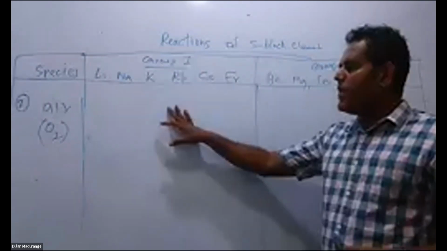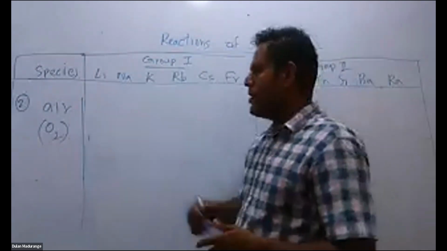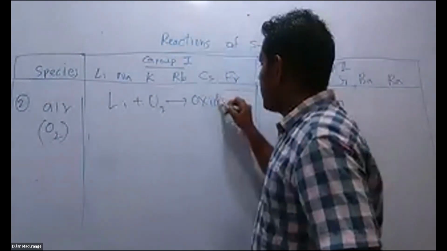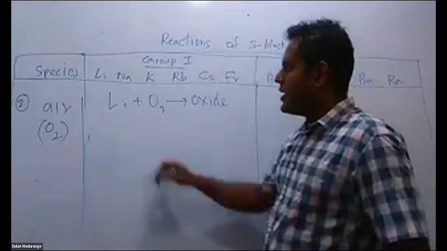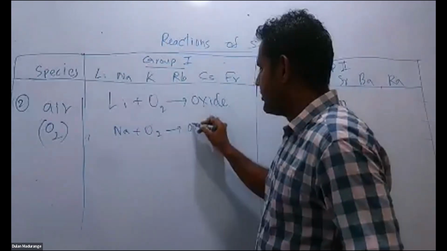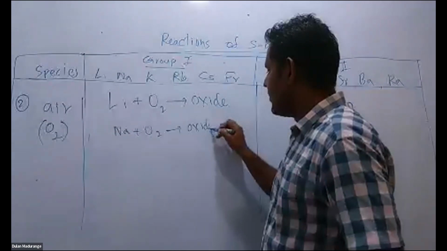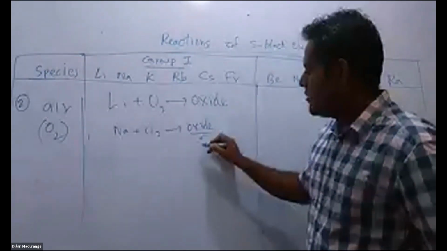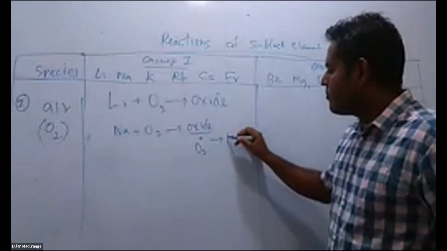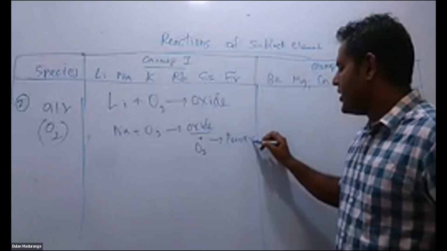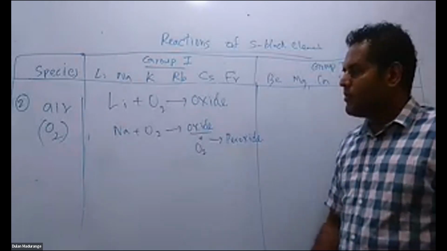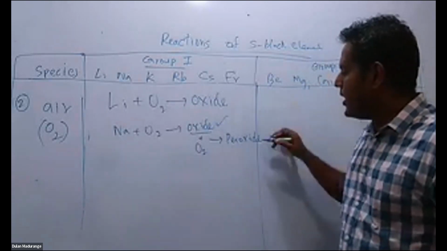But in group 1 elements, since they are highly reactive, lithium reacts with oxygen to form oxide. But sodium reacts with oxygen and basically forms oxide, but this oxide is reactive and will react further with oxygen to form peroxide. Peroxide is the higher oxidation state compared to oxide. So in sodium we get oxide and peroxide.